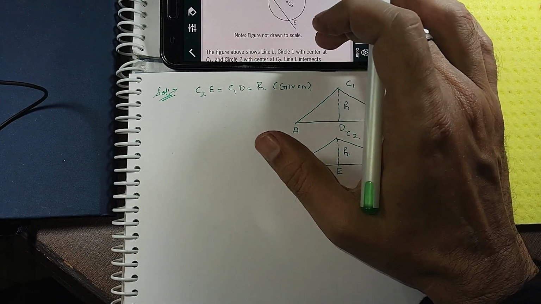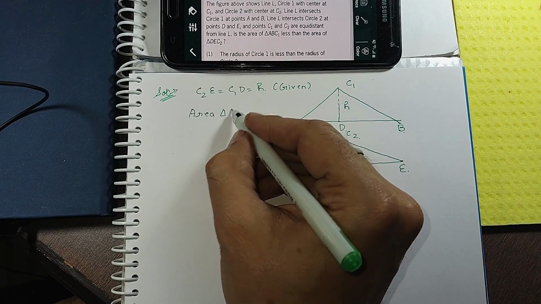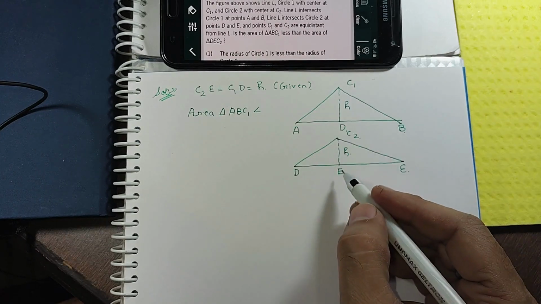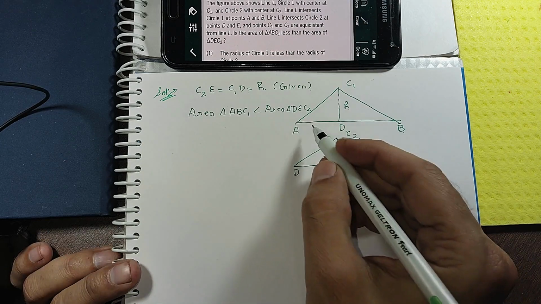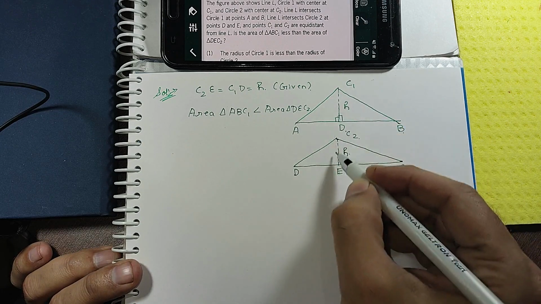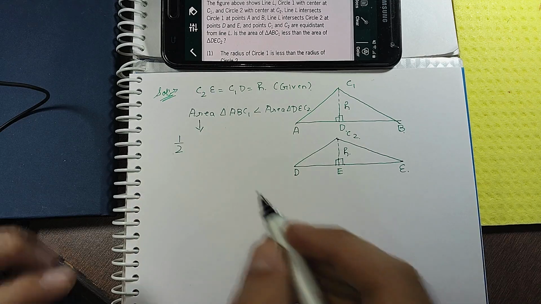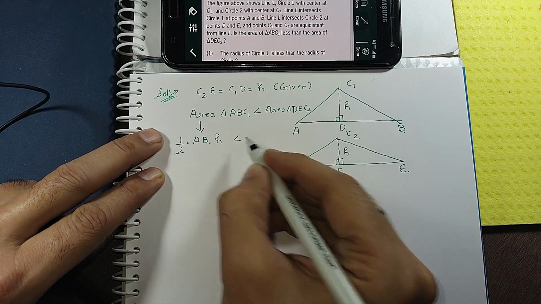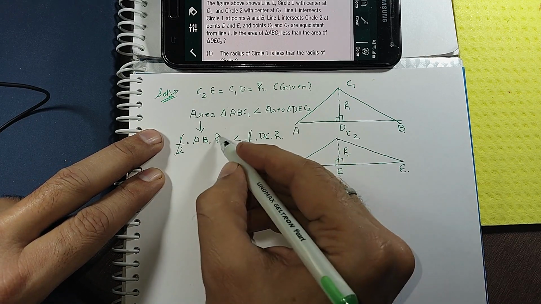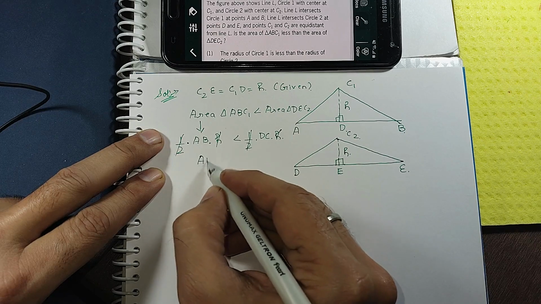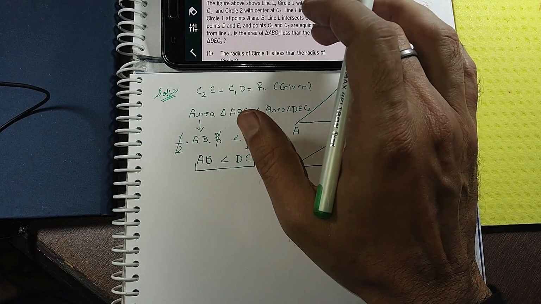Right? Now we need to find whether the area of triangle ABC1 is less than the area of triangle DEC2. Right? Now, from this we can calculate that since this is an altitude, the area of triangle ABC1 will be equal to 1 by 2 into AB into H. Is this less than 1 by 2 DE into H? Now 1 by 2 gets cancelled, H and H gets cancelled. So we need to find whether AB is less than DE. We simply need to find this. Now with this information, moving to statement 1.